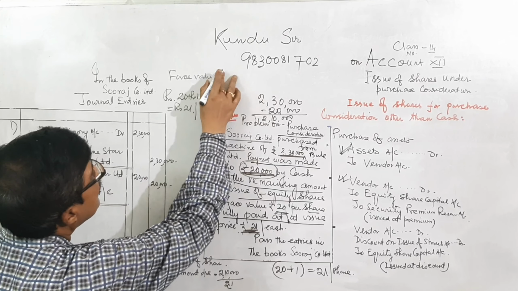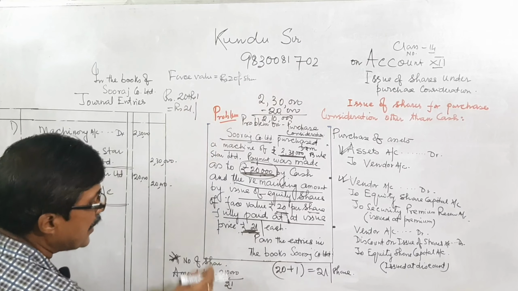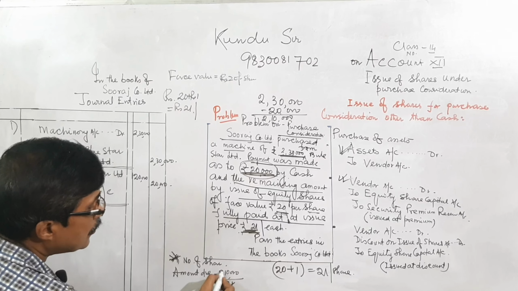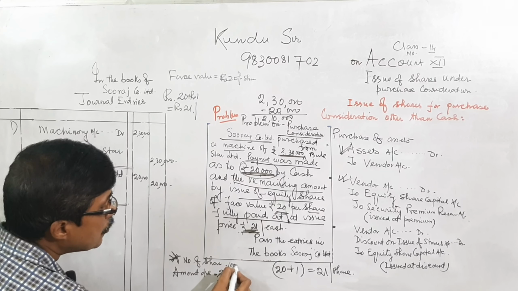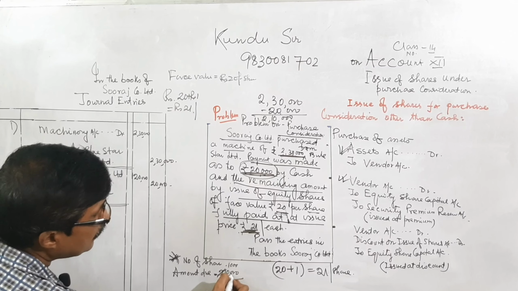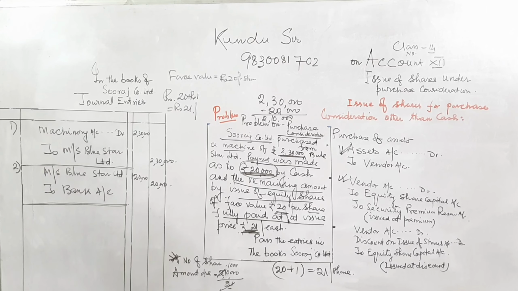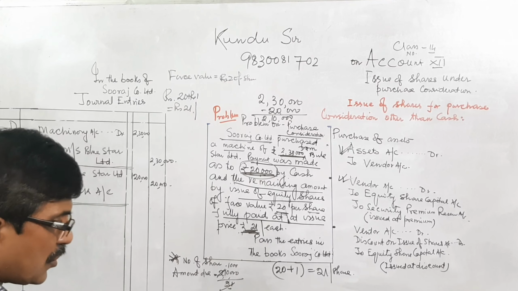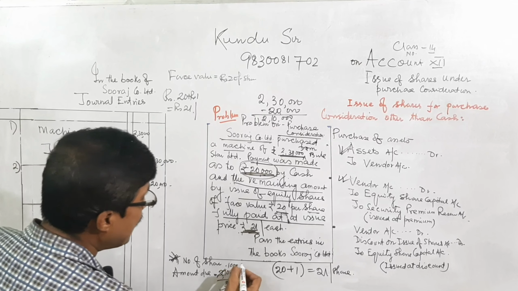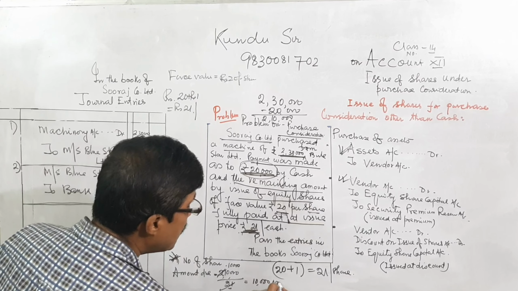rupees 20 per share. They are issuing shares. How much share we have to issue? 2,10,000 divided by 21, that is 10,000 shares are to be issued to the company. Number of shares equal to 10,000.